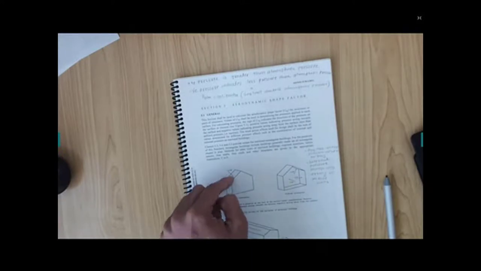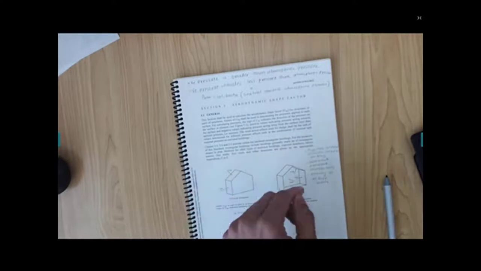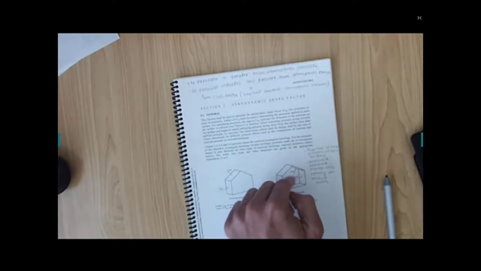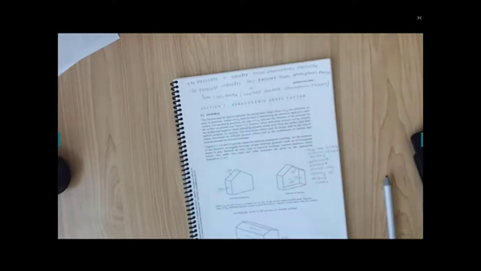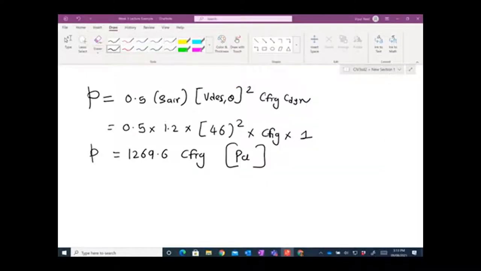This is a positive external pressure. When you try to push, the opposite arrow is a negative pressure. And these are the positive internal pressures. The opposite is the negative internal pressure. I hope it helped. I hope you understand the sign convention of positive and negative, both for external and internal.